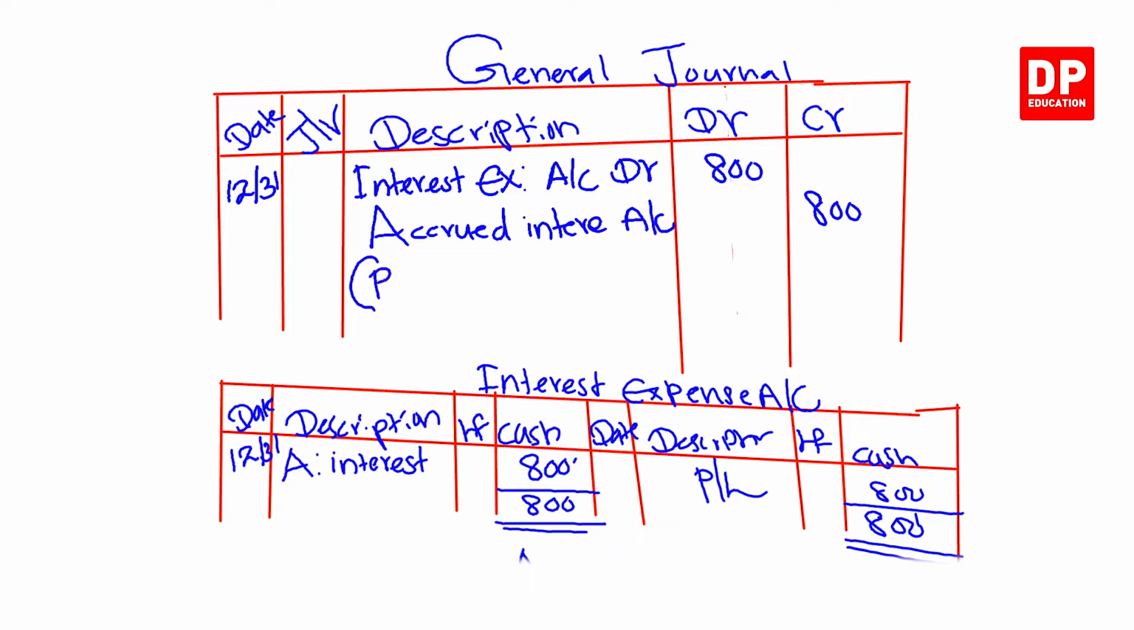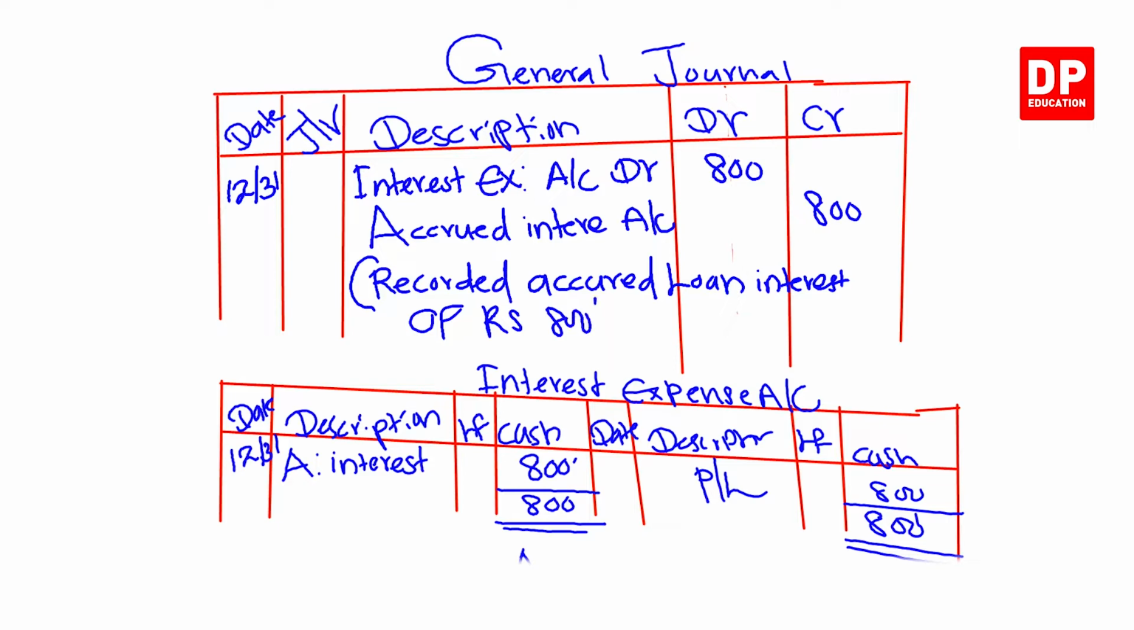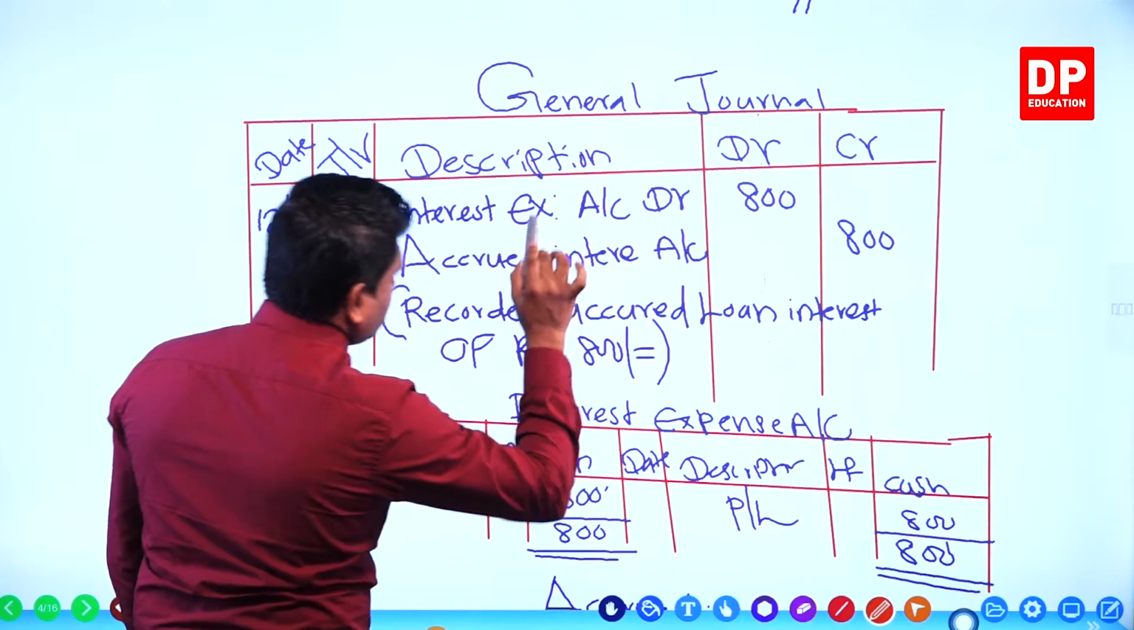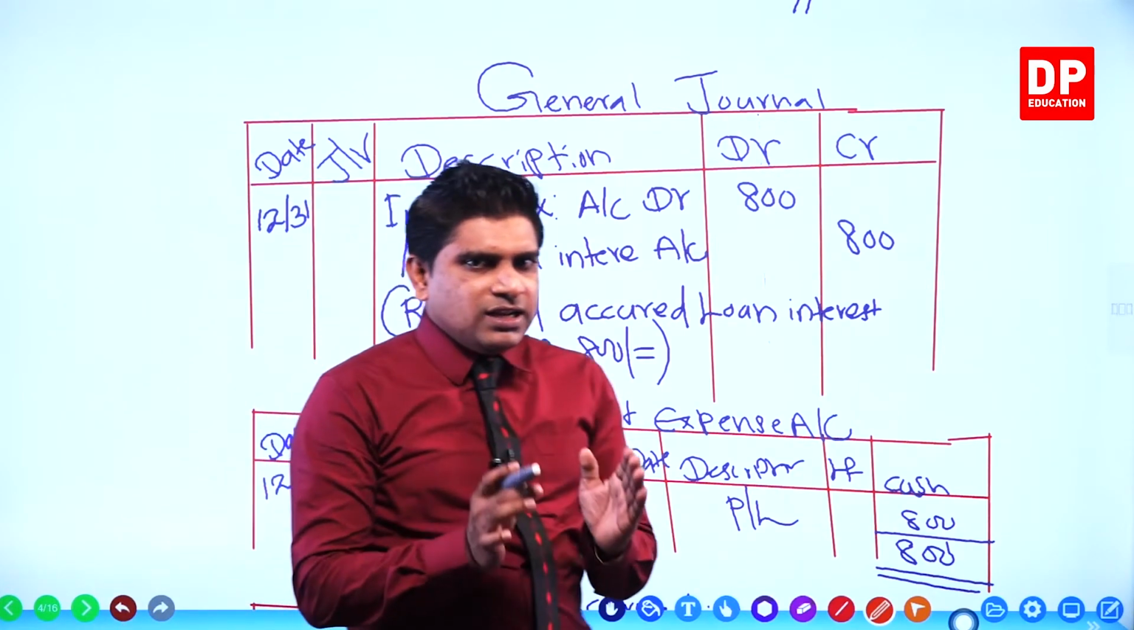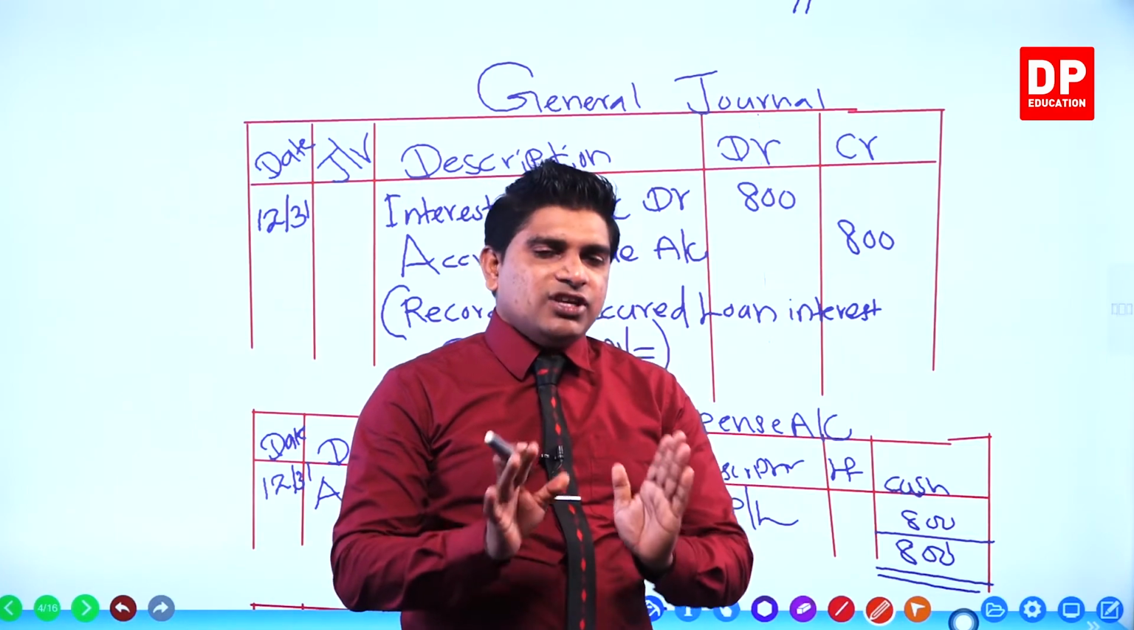Narration: recording of, if not recorded, accrued loan interest of 800. Now we have entered the details in the ledger accounts and the general journal also.